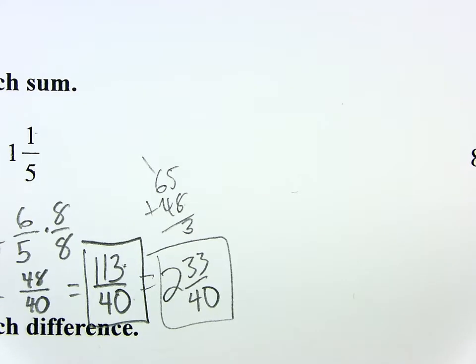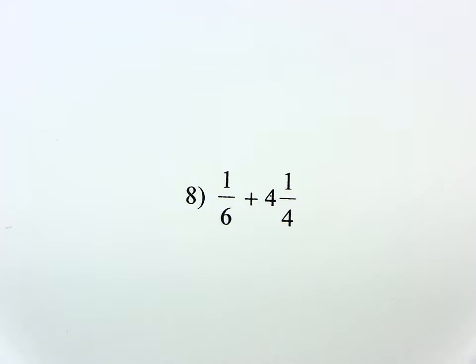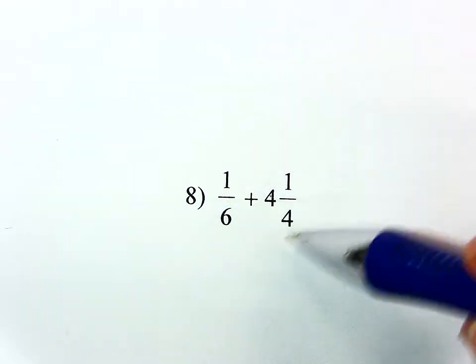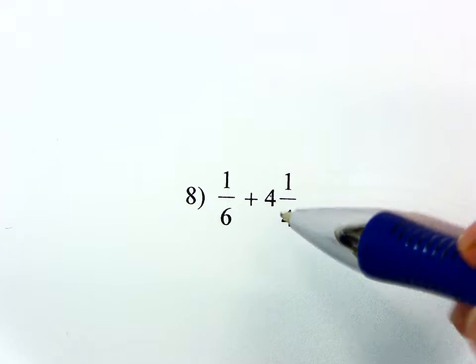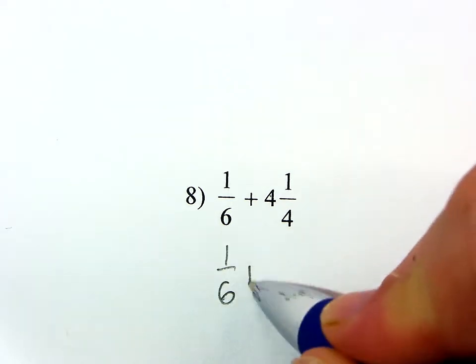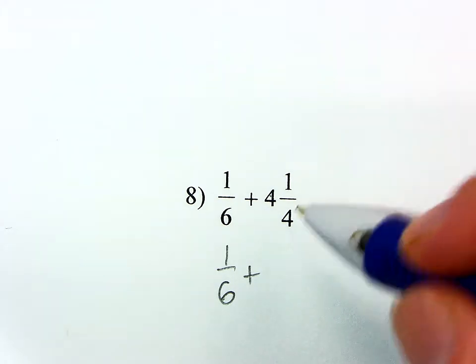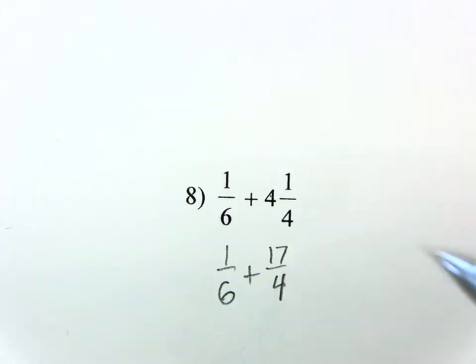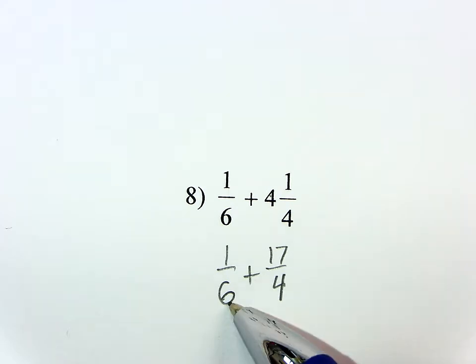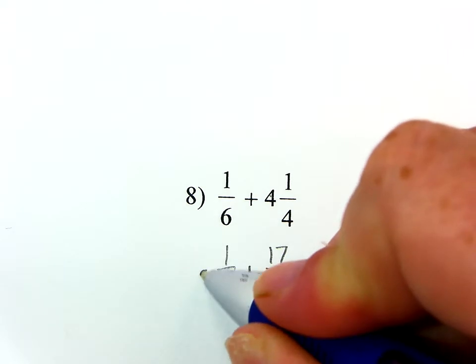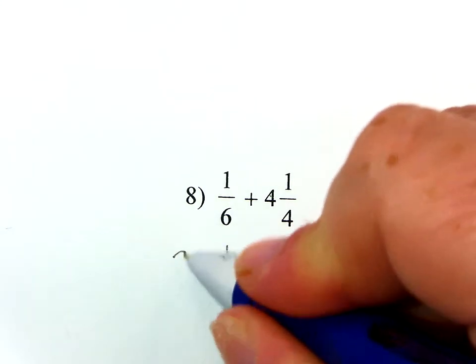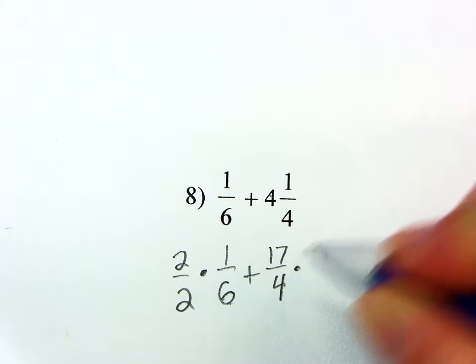Let's try number 8. So, I have one that's just a fraction and one that's a mixed number. Let's change the mixed number into an improper fraction. What's 4 and 1/4 as an improper fraction? 17 fourths. Okay, now 6. 4 can't go into 6. 6 times 2 is 12. Can 4 go into 12? Yeah, so that's my common denominator. What do I need to multiply 6 by to get to 12? 2. And what do I multiply 4 by to get to 12?